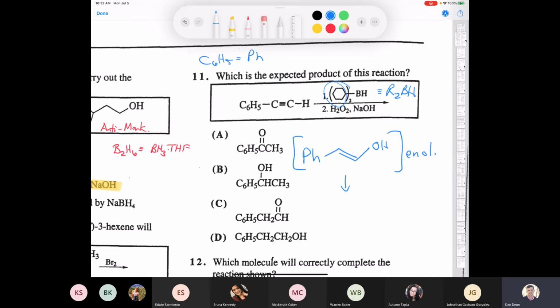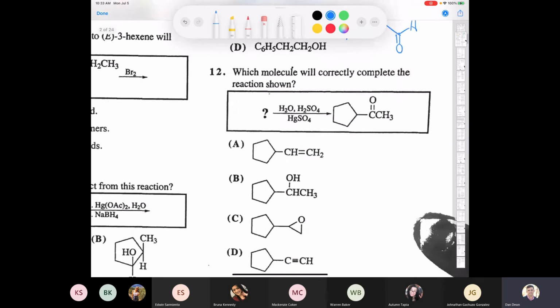Would it be A, B, C, or D? And it's not a trick. I'm not trying to fool you. This was covered in chapter 9, the alkynes chapter. Yeah, you guys are faster than me. Exactly. It's going to tautomerize to give you an aldehyde, isn't it? Yeah, it would tautomerize to give you this compound, which is this one right here, an aldehyde. Great. Excellent work. Again, you guys are faster than me.